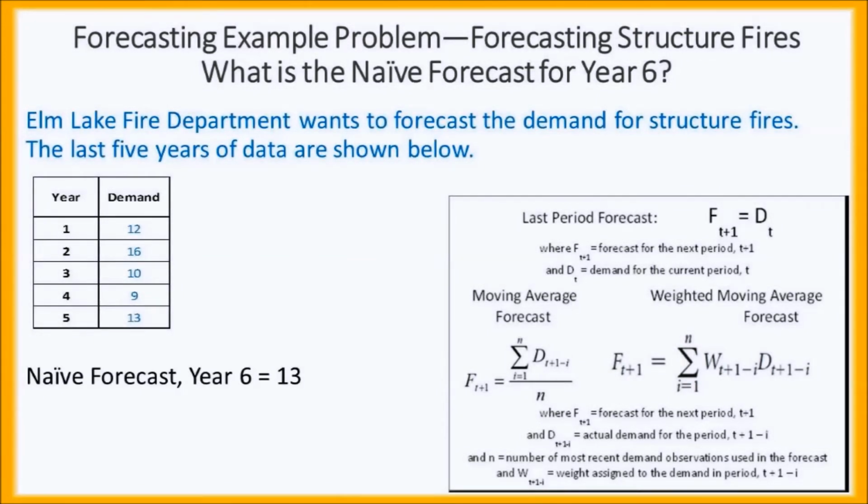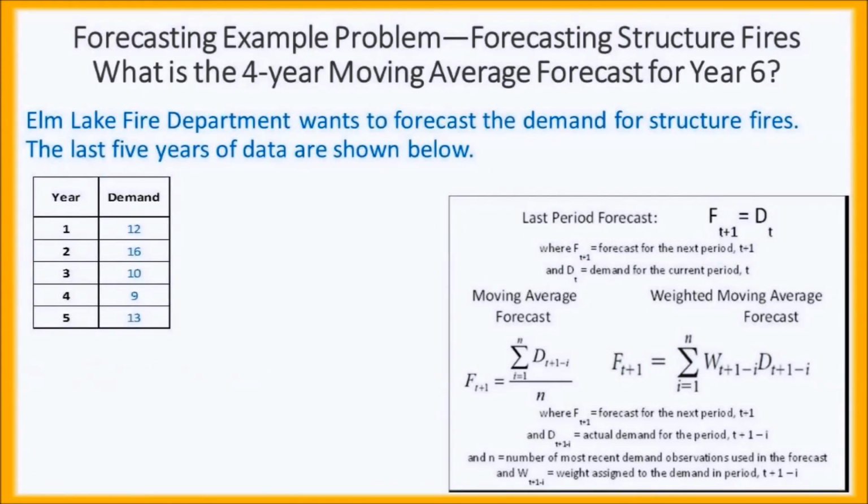So to solve this problem, the formula that we need is the formula at the top of the little formula block that's shown on this slide. It's that the forecast for the next period is just the same as the demand for whatever our current period is. So in this case, we're standing in year 5. We're looking forward to year 6. And so our estimate using the naive forecast is that the demand for next year will be exactly the same as the demand for this year. So just 13. There's really no math to do there. Just copy down 13.